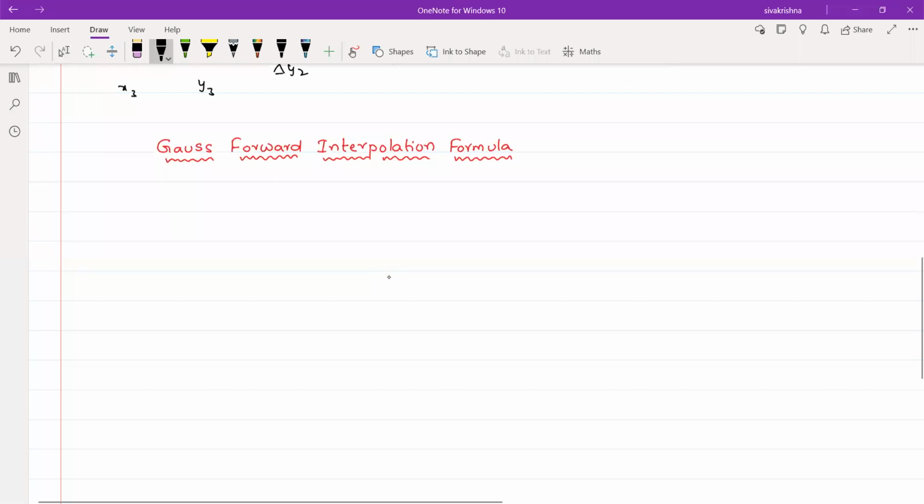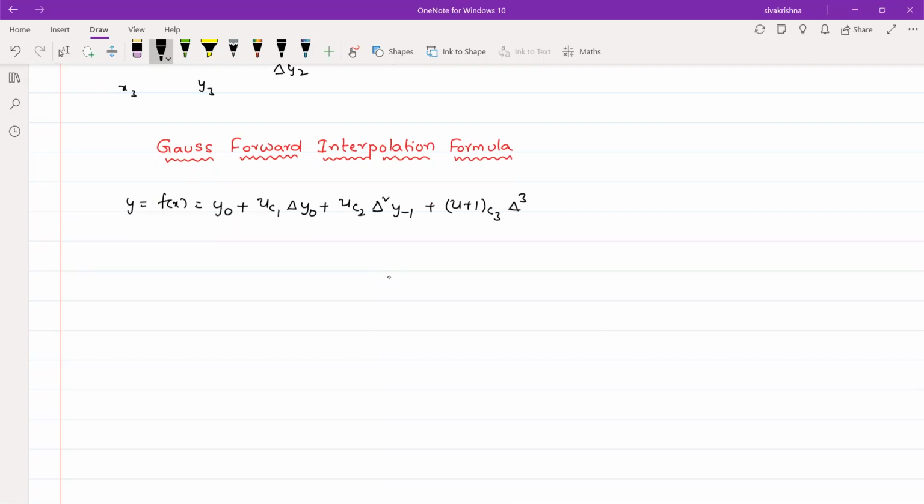y is equal to f of x is equal to y naught plus uC1 into delta y naught plus uC2 into delta square y sub x minus 1 plus (u plus 1)C3 into delta cube y sub x minus 1 plus (u plus 1)C4 into delta power 4 y sub x minus 2 plus (u plus 2)C5 into delta power 5 y sub x minus 2 plus (u plus 2)C6 into delta power 6 y sub x minus 3 plus and so on.